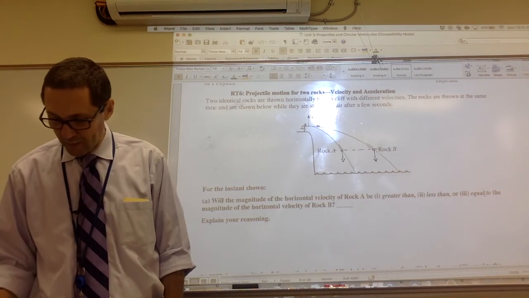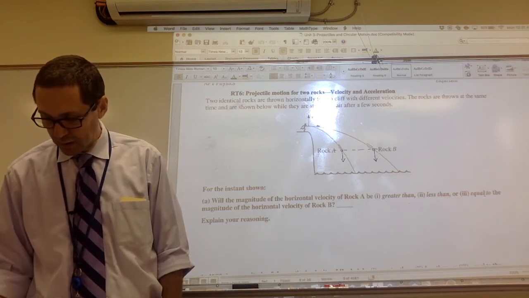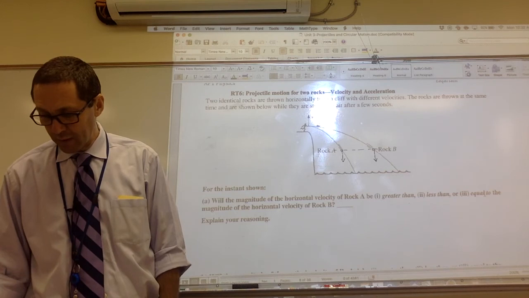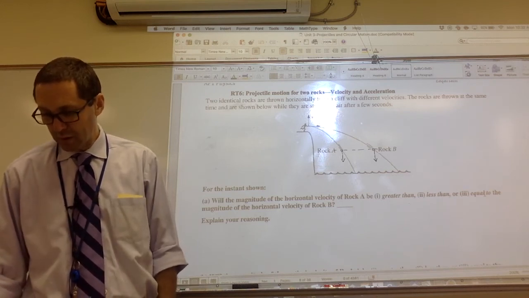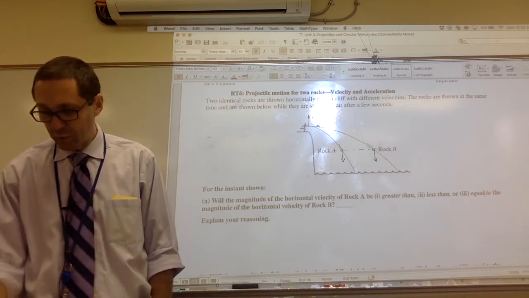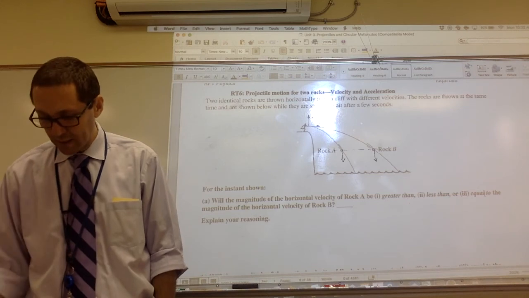Part C, will the magnitude of the horizontal acceleration of rock A be greater than, less than, or equal to the magnitude of the horizontal acceleration of rock B? Well, actually, the accelerations will be equal in the horizontal direction, and they will be equal to 0 because they're both going at a constant velocity. Even though B is going at a higher velocity, it's still constant.